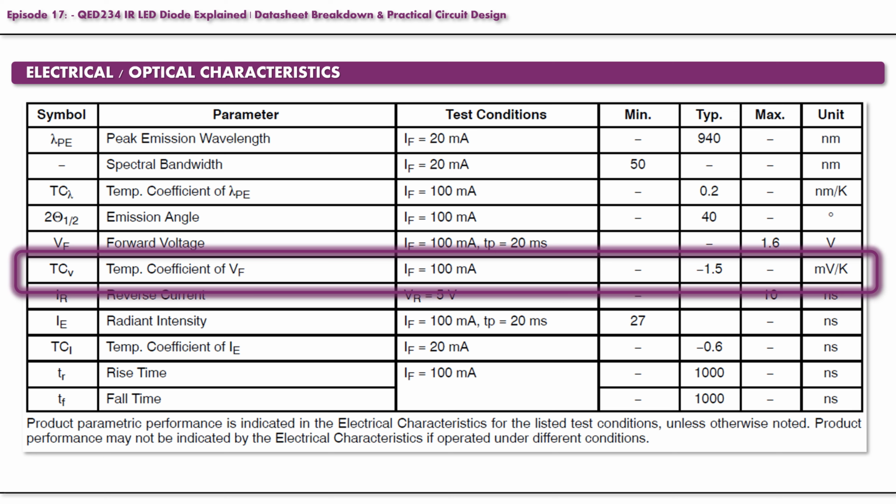Temperature coefficient tells us how voltage drop across diode changes with change in temperature. For test conditions, increase of 1 Kelvin of ambient temperature causes 1.5 millivolts of voltage drop across the diode. For example, if ambient temperature rises from 25 degrees Celsius, by 20 kelvins, the voltage drop of diode would go from 1.6 to 1.57 volts, it would decrease by 30 millivolts.